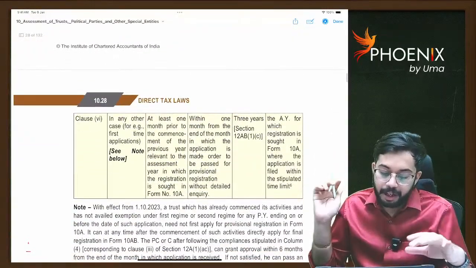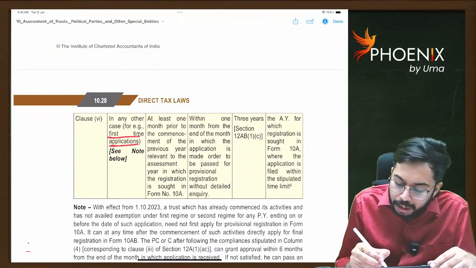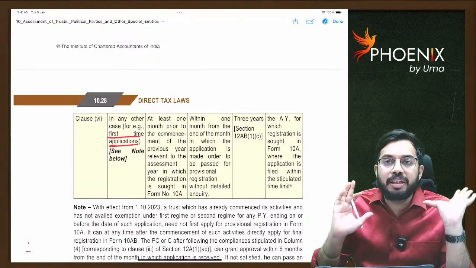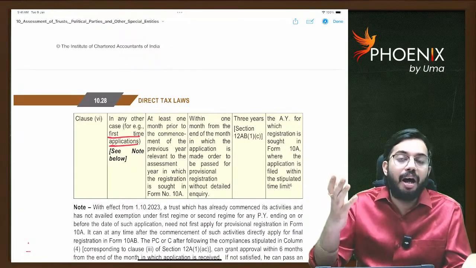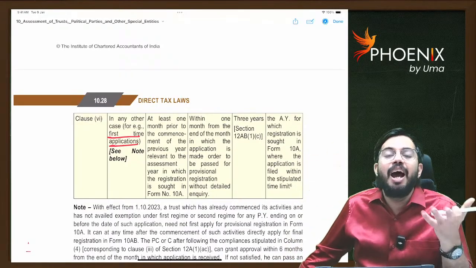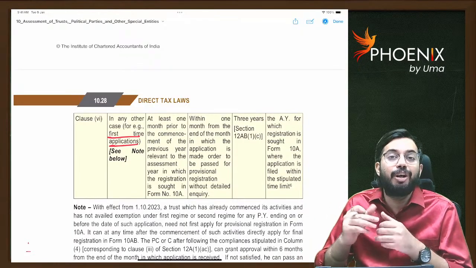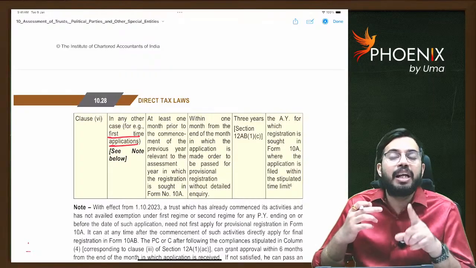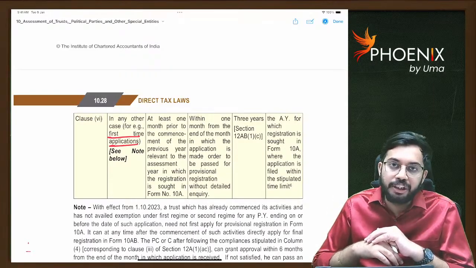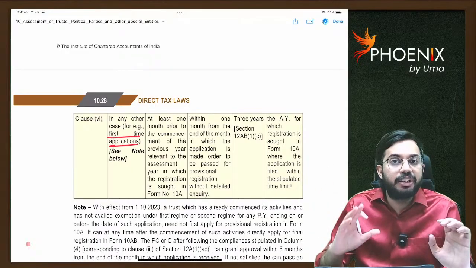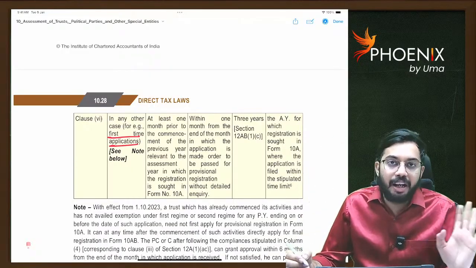Last point, if you want to create a new trust, let's say today I got a thought, I wanted to start one trust for those who are unmarried. For unmarried people I wanted to create one trust under advancement of any other object of general public utility. So for a new trust, first I need to apply for provisional registration. They will grant provisional registration. Once I get provisional registration, then I should apply for final registration.